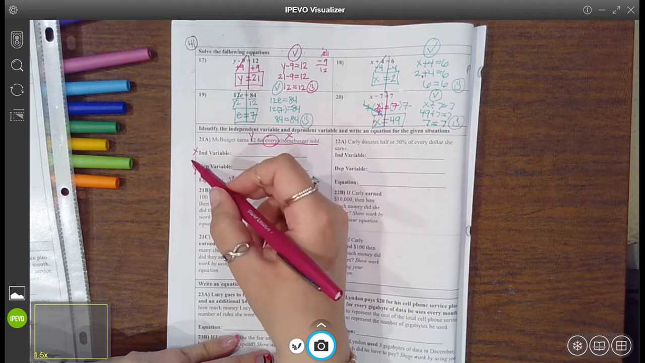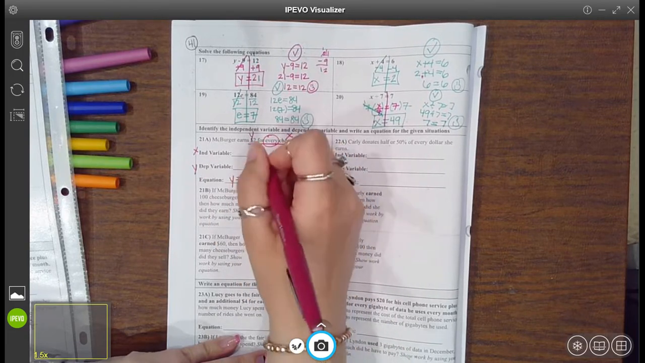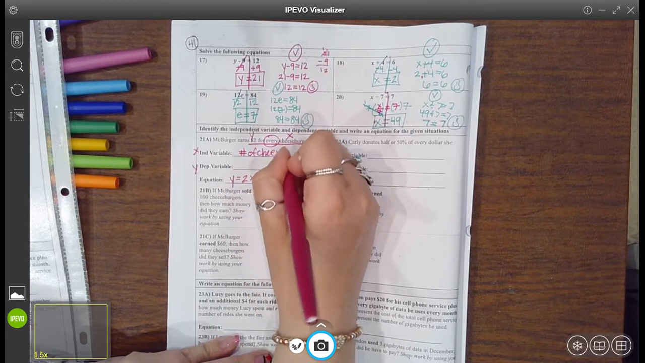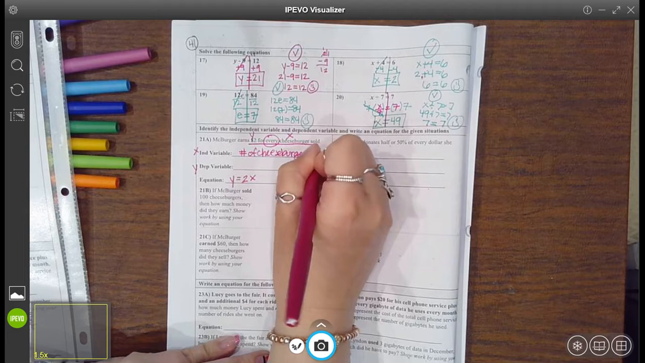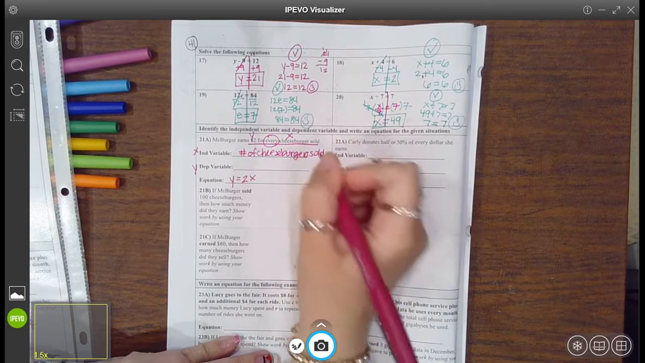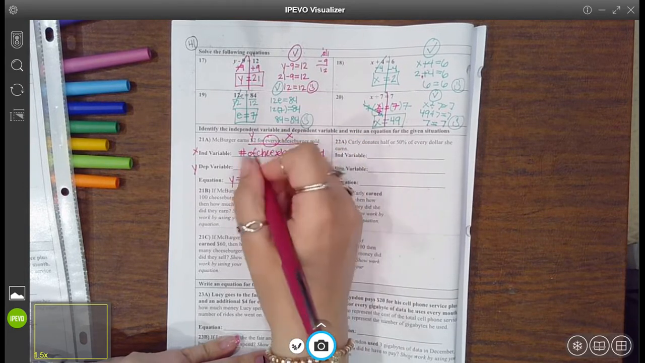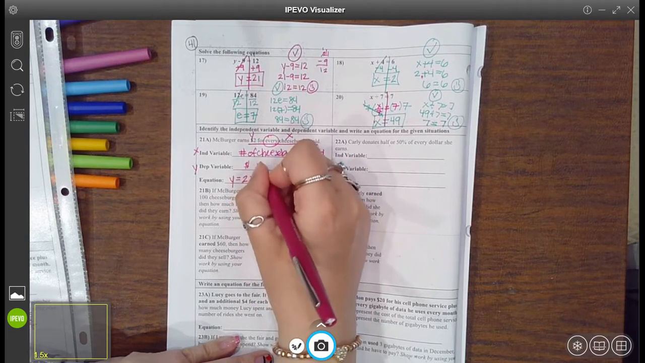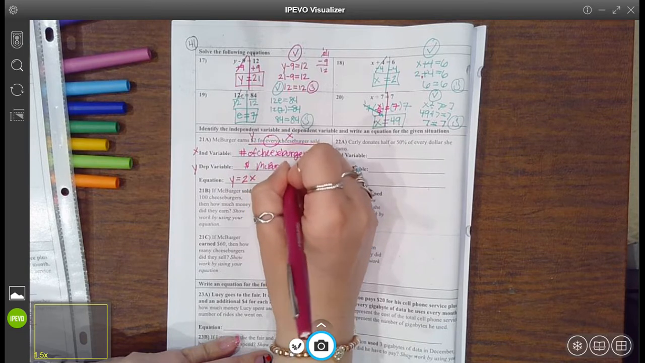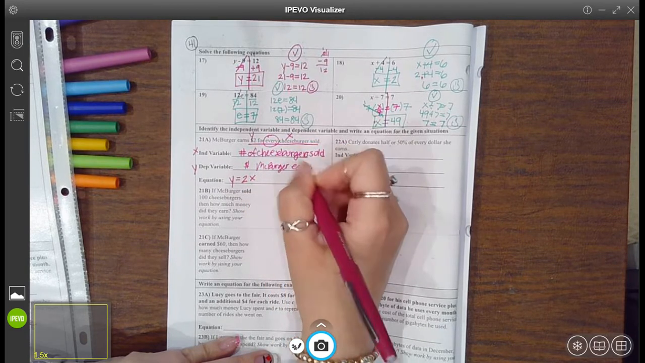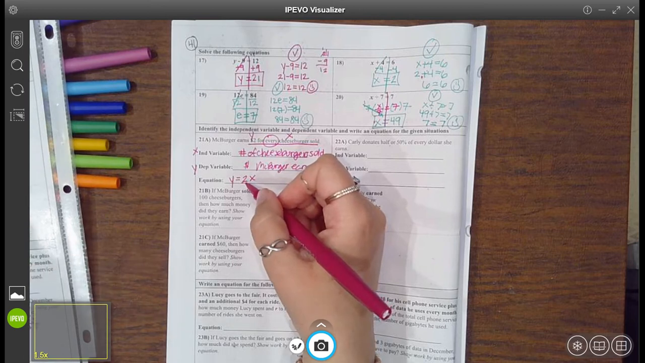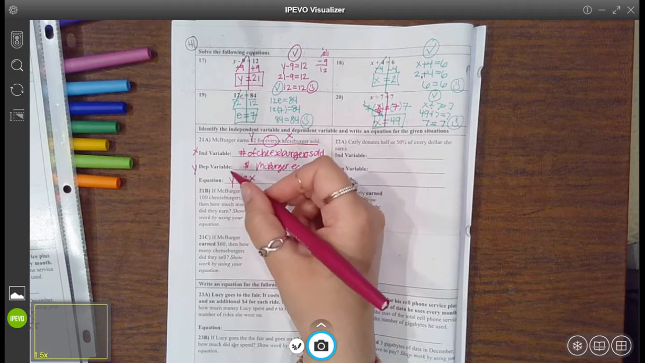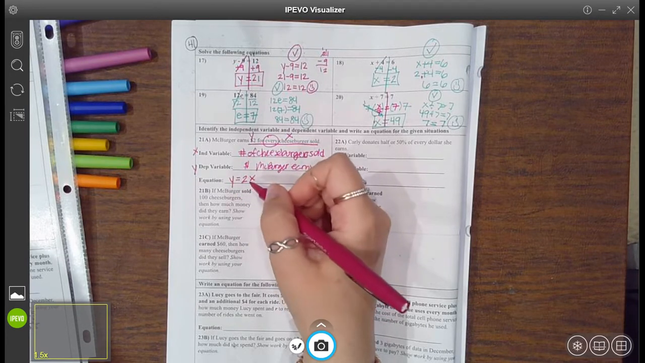So here, x is talking about the number of cheeseburgers sold. Y is talking about the money, right? Y per x, so the money McBurger earns. It's not the $2 again. $2 is a set rate. That's what gets multiplied by the x, the number of cheeseburgers sold, to tell me the y, the total money earned. Okay, so there's my equation.